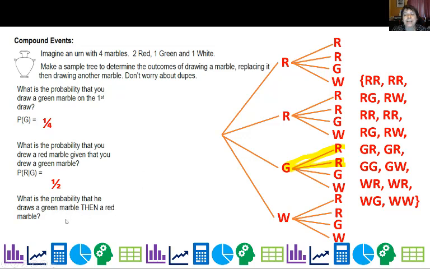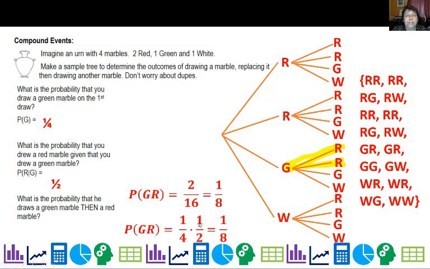Then the question is, what is the probability he draws a green marble and then a red marble? So the green is not given anymore. The question is, what is the probability of getting these 2 outcomes, green then red, out of the whole thing? Well, one way I could say is there are 2 outcomes out of 16, which is 1/8. But if you multiply these 2, what do you get? 1/4 times 1/2 is 1/8. Probability of getting a green on the first, 1/4 times 1/2 is 1/8.